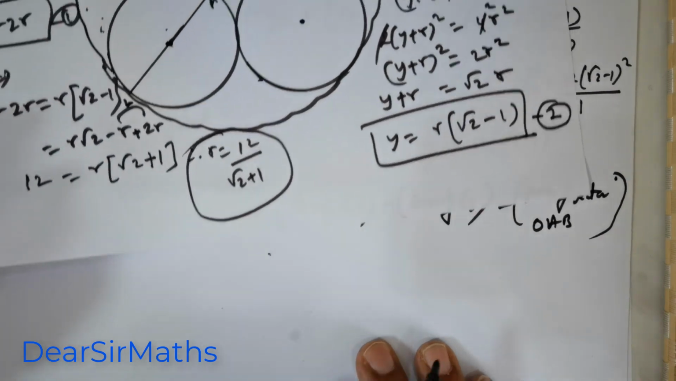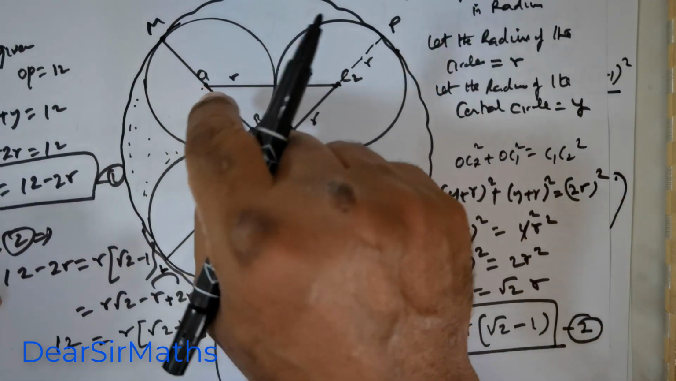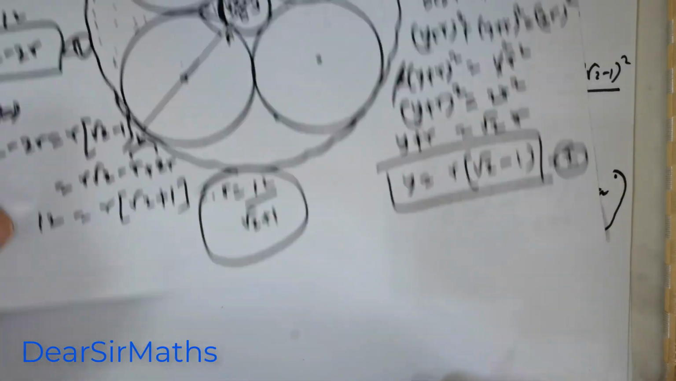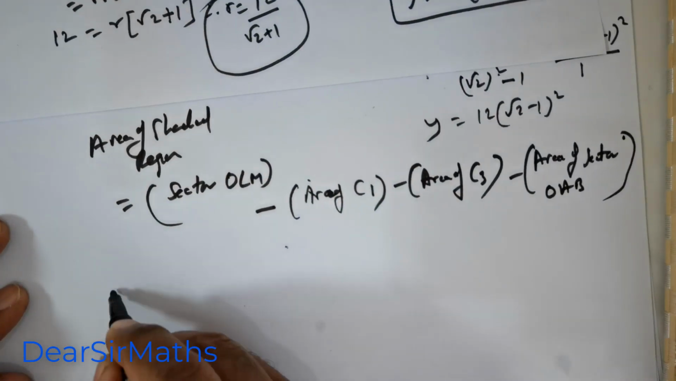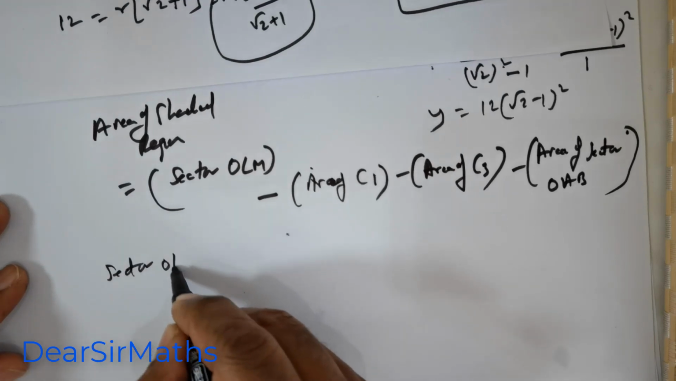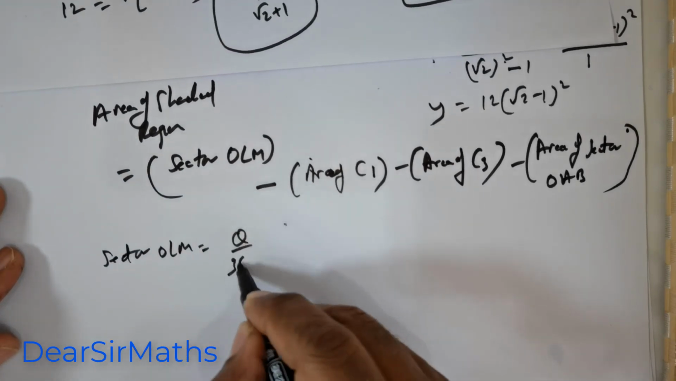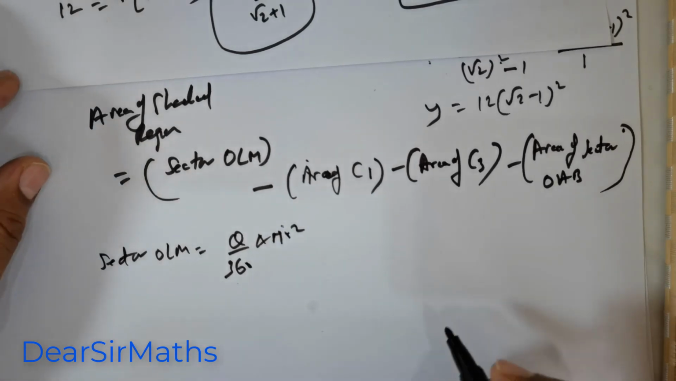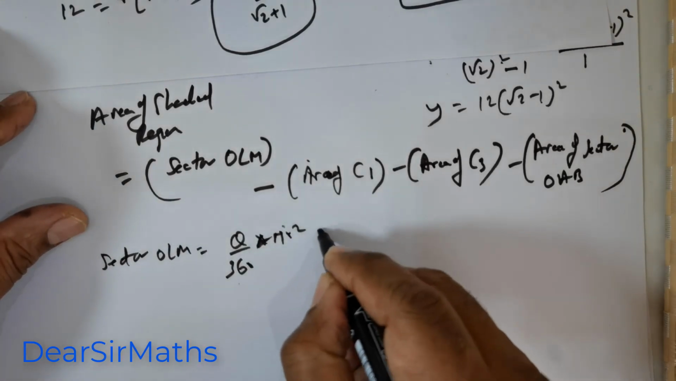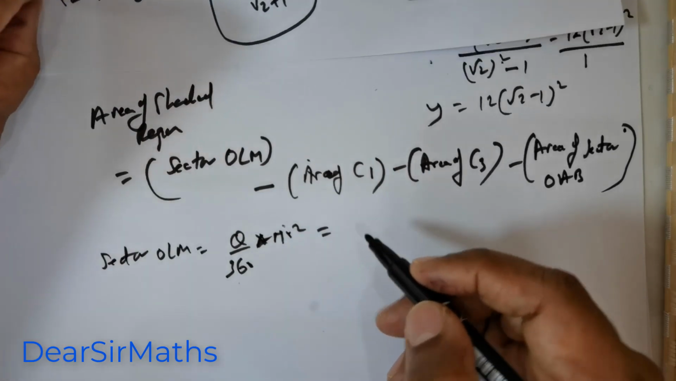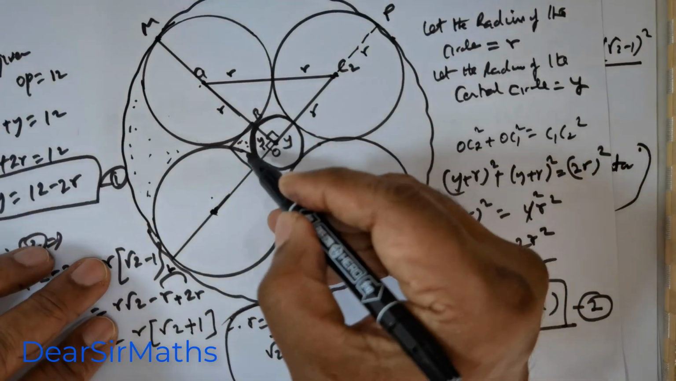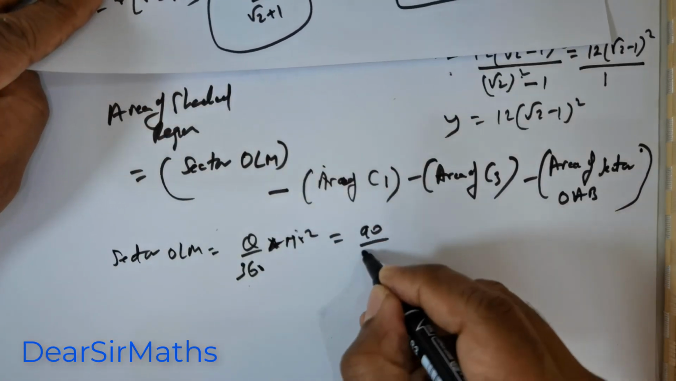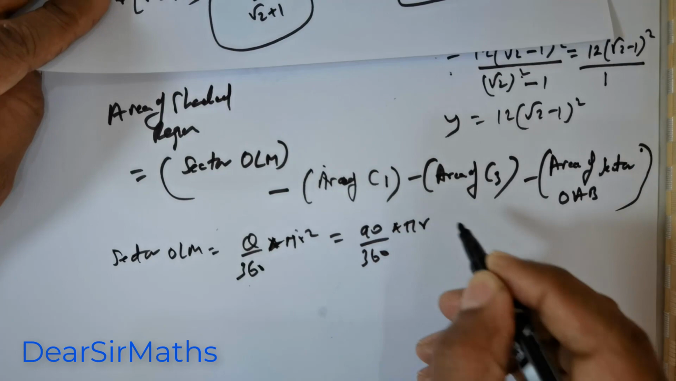So first we will have to calculate the area of the sector OLM. What is the area of the sector? Area of the sector formula, let me write that down. Sector OLM is equal to theta divided by 360 times pi r squared. So this is equal to, my theta is 90 degrees. I just mentioned to you that there is a 90 degree angle made over here. So that's 90 divided by 360 times pi times r squared.